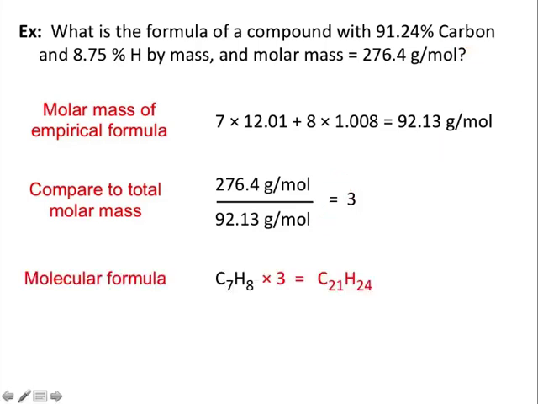So now you take the empirical formula and you can multiply each of the subscripts by 3, and you get C21H24 as your molecular formula. And now you've answered the question.